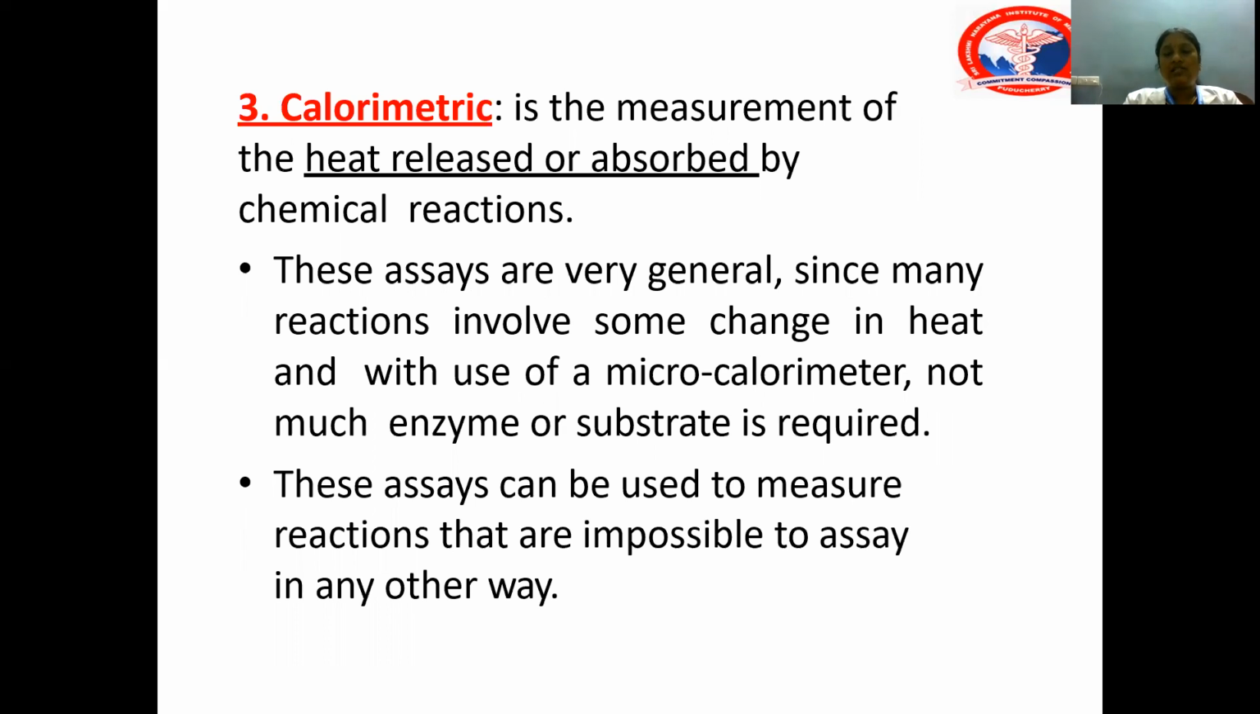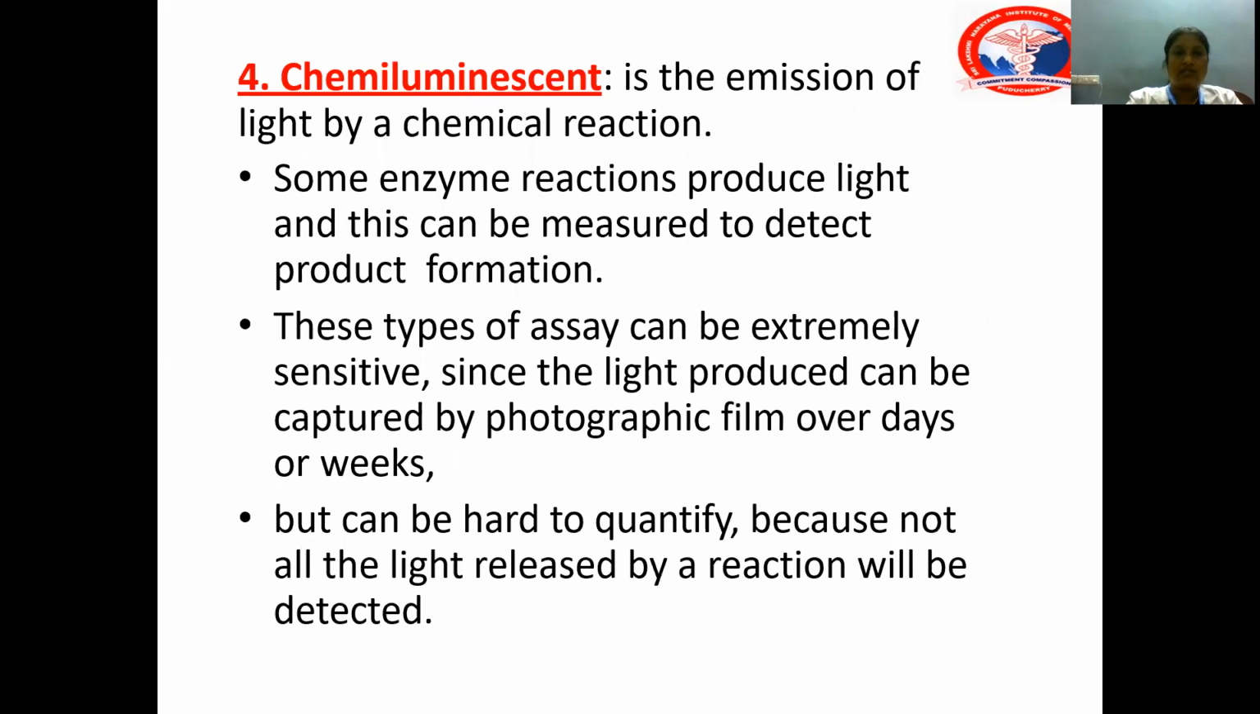So these assays can be used to measure reactions that are impossible to assay in other ways. The fourth method of detection is chemiluminescence, which is the emission of light by a chemical reaction. Some enzyme reactions will produce light, which can be used to measure product formation. These types of assays are very sensitive since the light produced can be captured by a photographic film over days or weeks. But it is very hard to quantify because not all the light released by the reaction will be detected.